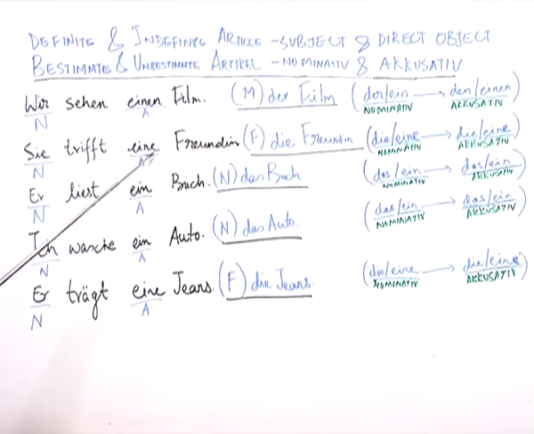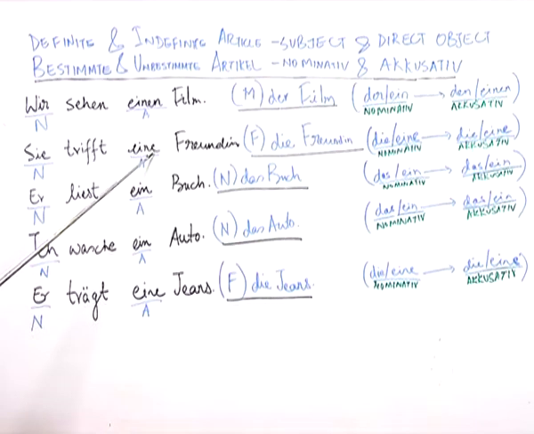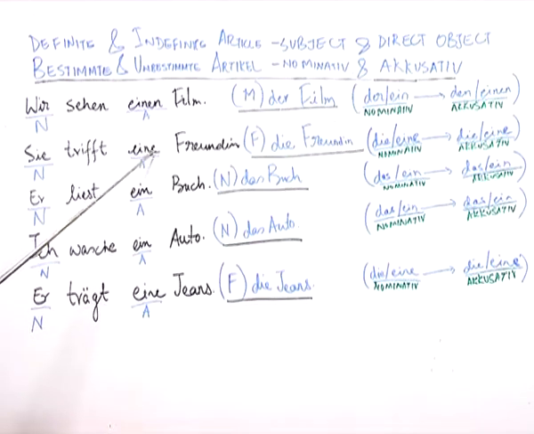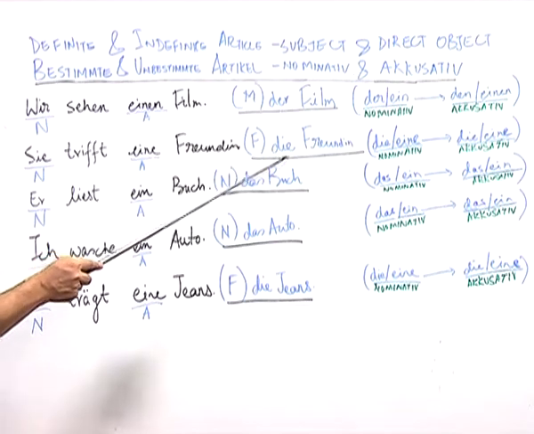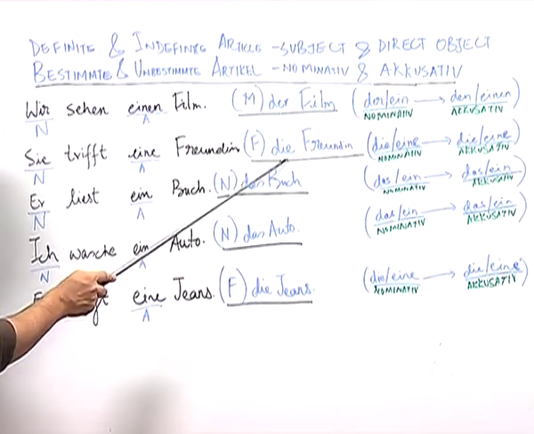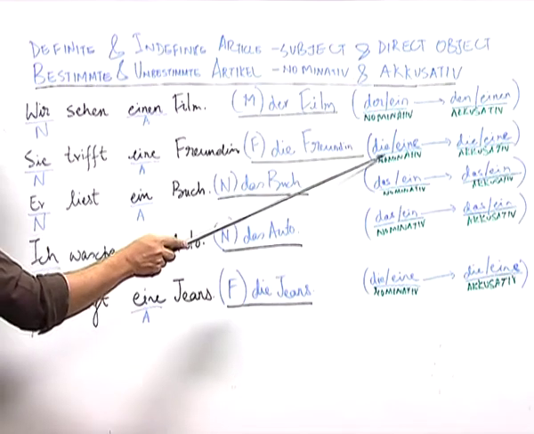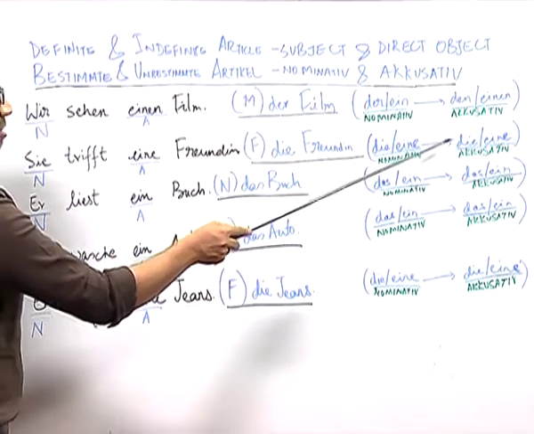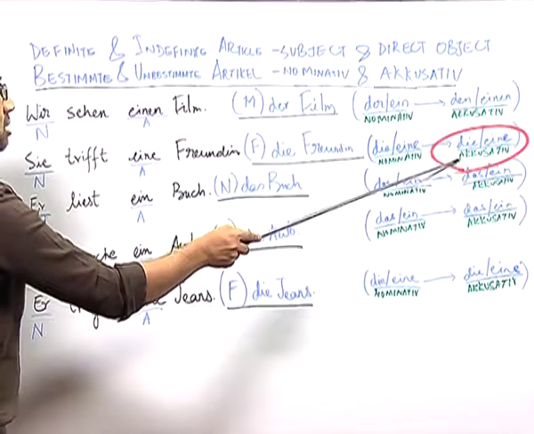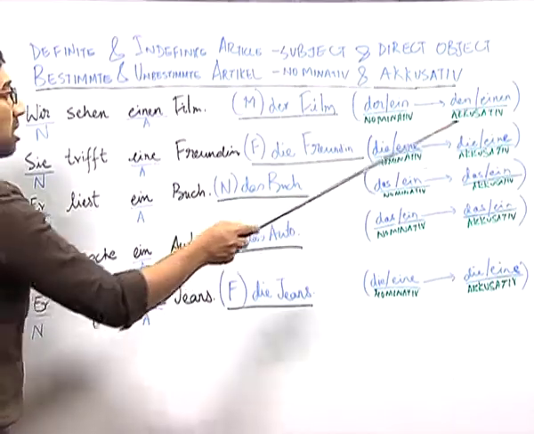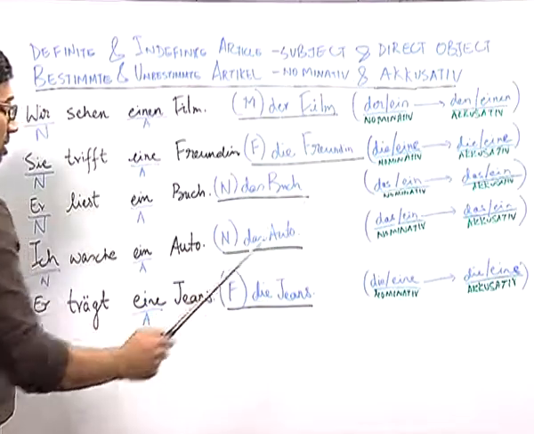Now, you know that any indefinite article ending with e in nominative and accusative is feminine. So, the feminine article is die. So, the transformation here does not make any difference. Die remains die from nominative as well as accusative, and eine remains also eine in accusative.